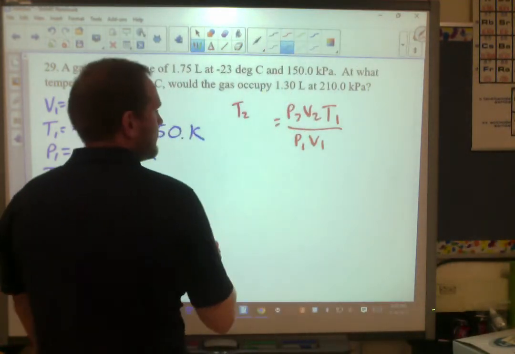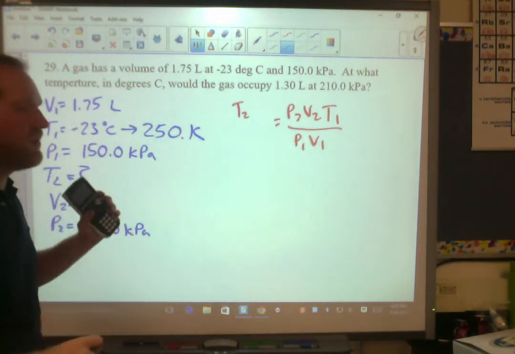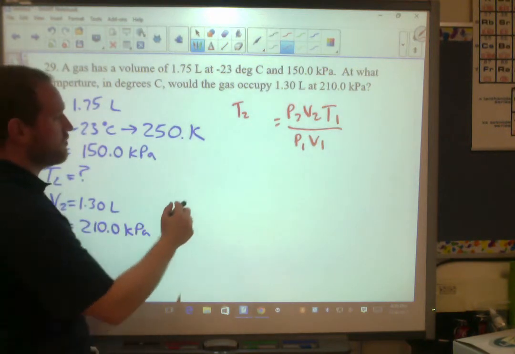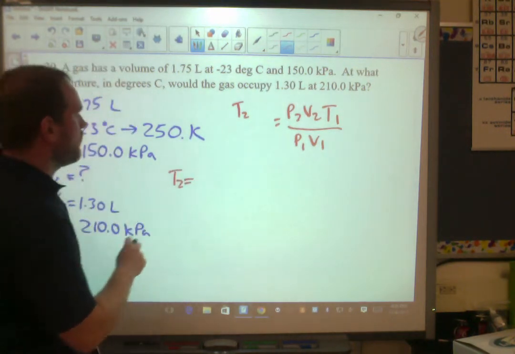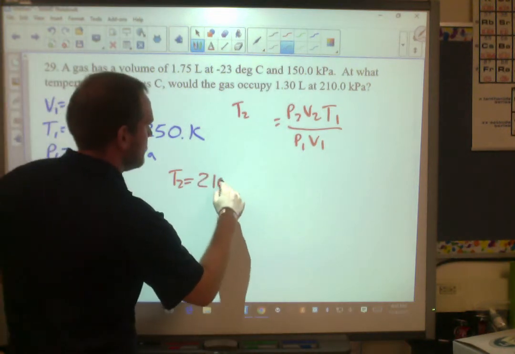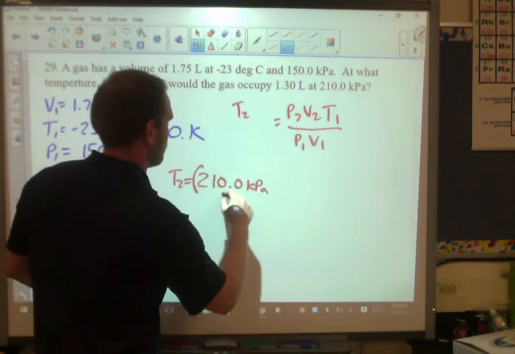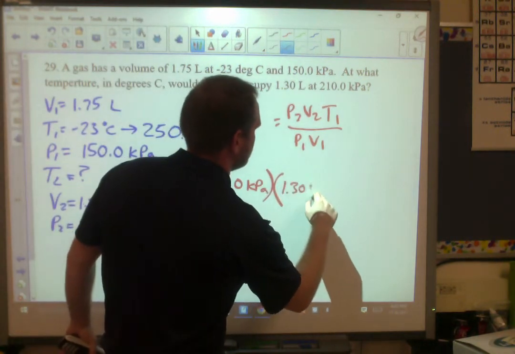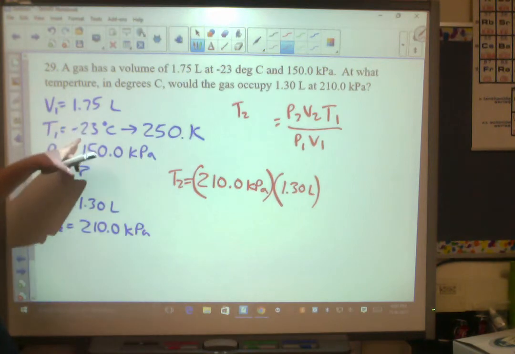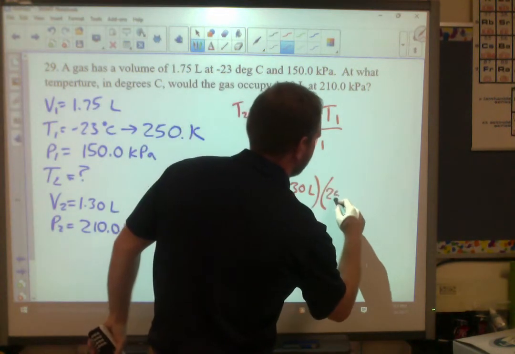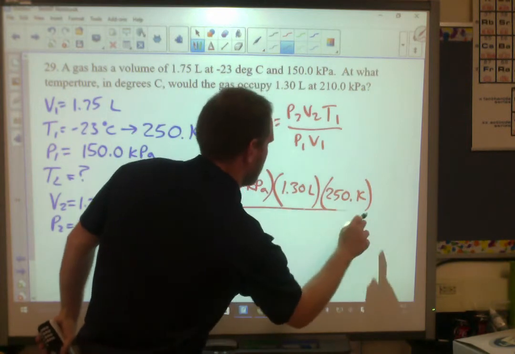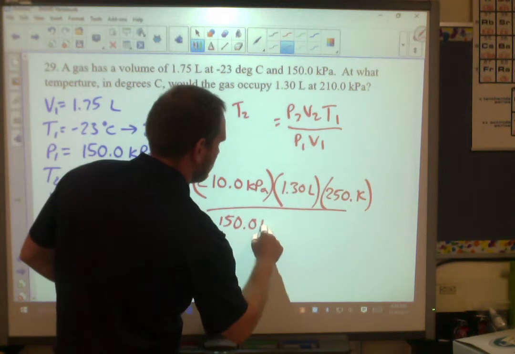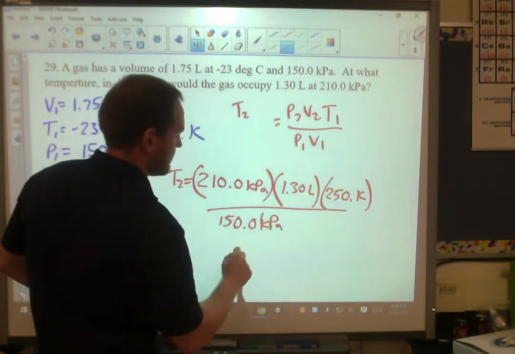Let's plug in our values. Definitely want to include the units here. A lot of mistakes can be avoided if you use your units. It takes you an extra 10 seconds, but it's going to be worth it. So T2 is going to equal P2, which is 210.0 kilopascals, V2, which is 1.30 liters, T1, 250 point Kelvin, divided by P1, 150.0 kilopascals. Kilopascals, lowercase k.